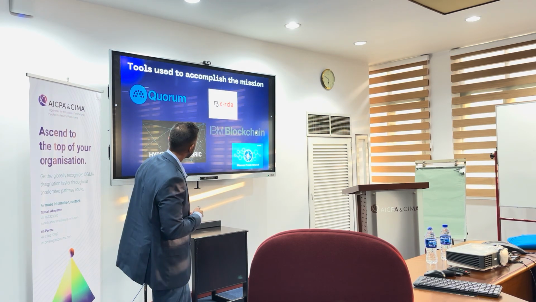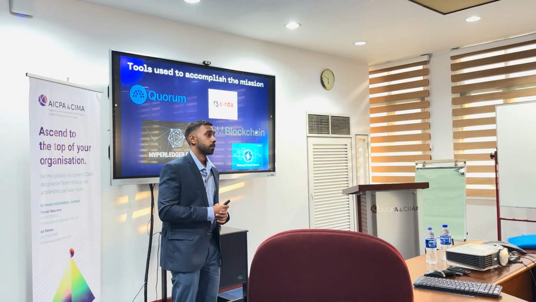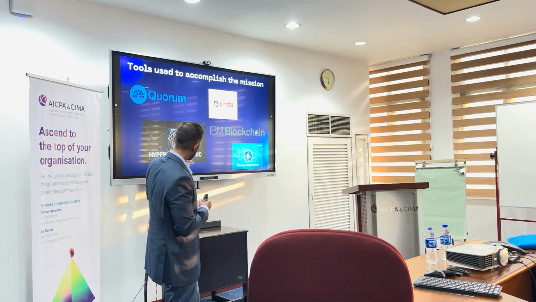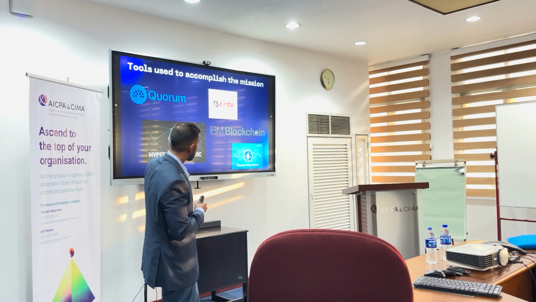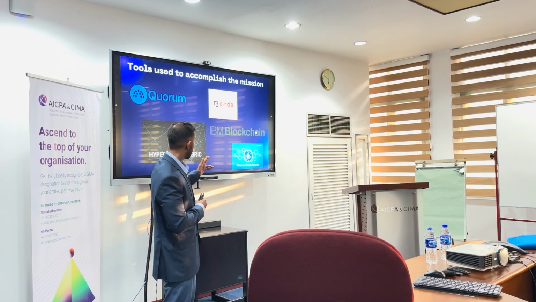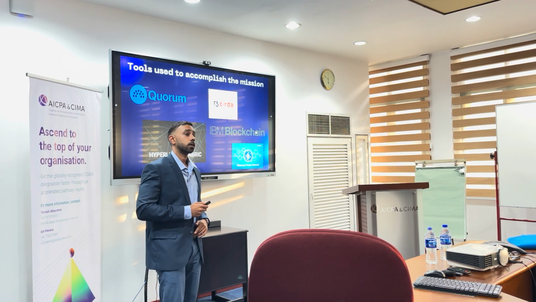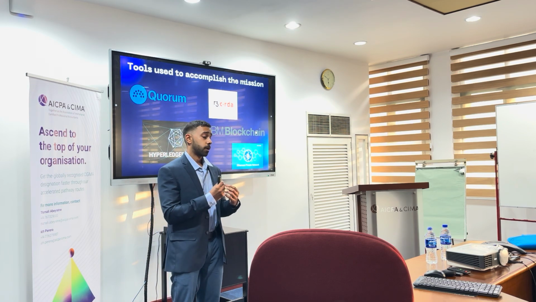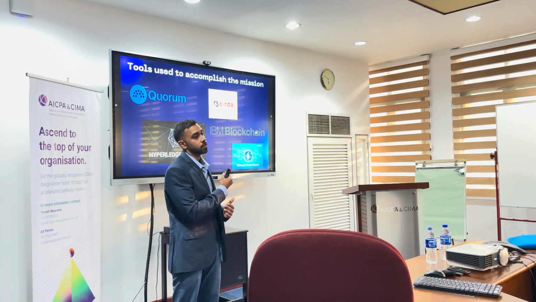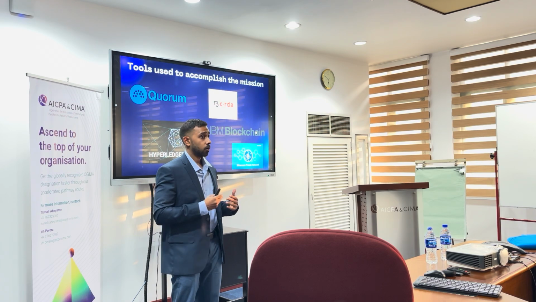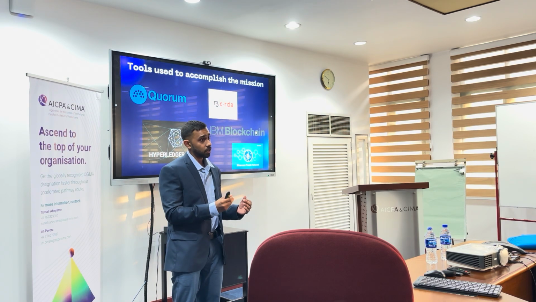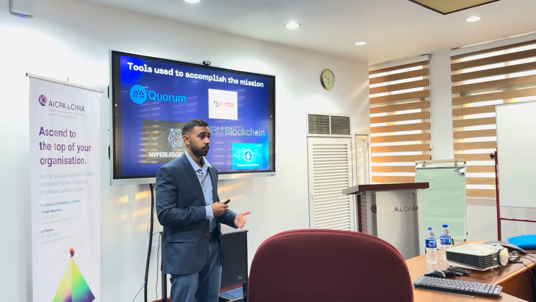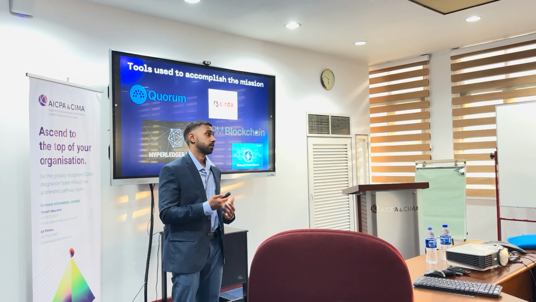So the tools that are used to accomplish this mission are Quorum, Coda, Hyperledger Fabric, IBM Blockchain, and the Ethereum private network. So when you're starting out, you would build this private blockchain using one of these softwares. You can of course do it from scratch, but it'll take a little bit of time. You have to design everything from scratch, including the consensus algorithm.